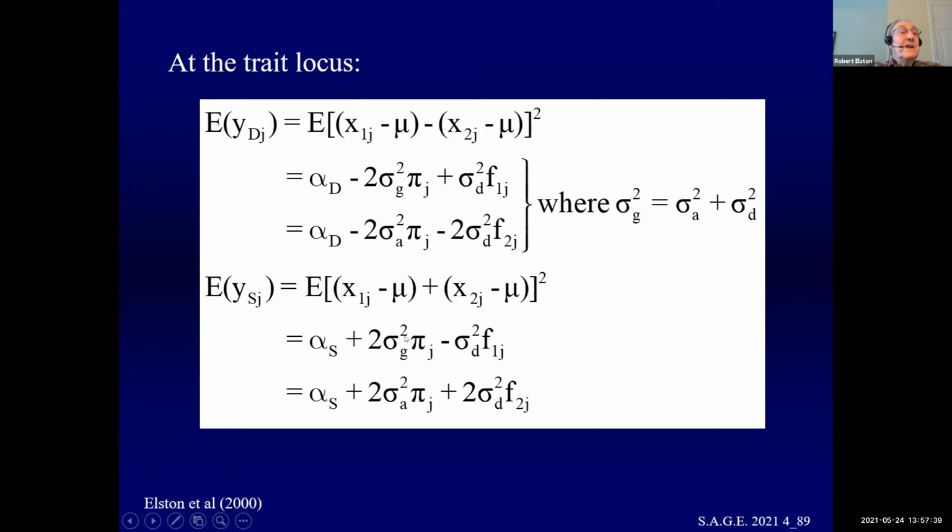Now the whole point is that if everything is correct, we get just the opposite of this. We have plus this, minus this, plus this, minus this at the trait locus. Okay. But notice this, we cannot calculate it without knowing the mean. That's the problem. The neat thing about the original Haseman-Elston was you didn't need to know the mean. Now you have to know the mean or put something in to be able to get all this.